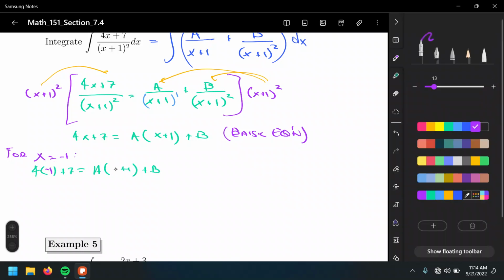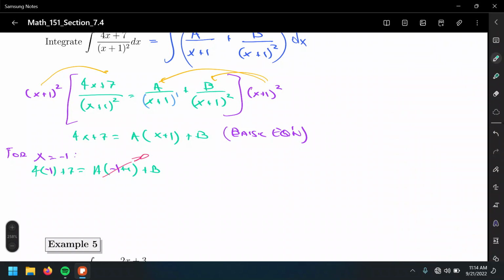That is -1, -1. That goes to 0. And on the left hand side of this equation, 4 times -1 is -4 plus 7, that's 3, and equals to b. Alright, so that's one of the constants. It remains to find letter A.